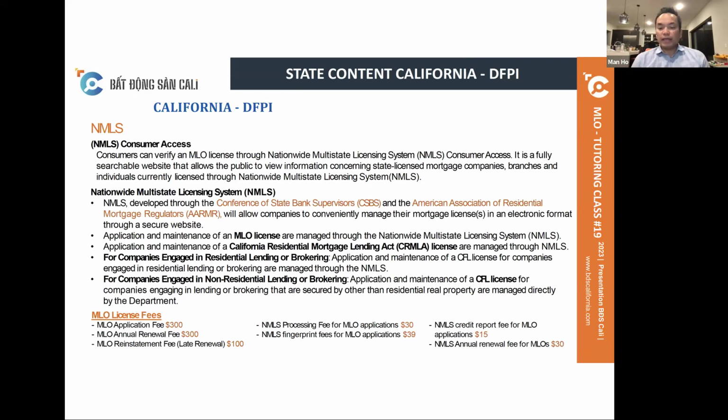NMLS credit report fee for the application is $15. So the reviewer of your application at the NMLS will charge you $15 just to pull your credit report. NMLS annual renewal fee for the MLO is $30. I'm looking at this because over here it's an MLO annual renewal fee of $300, and here the NMLS annual renewal fee for MLO is another $30. So maybe it's a total of $330. And this is probably just a system fee to use that system, to store and keep your record.